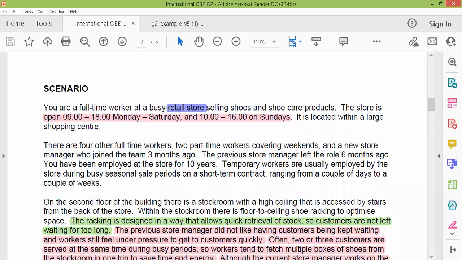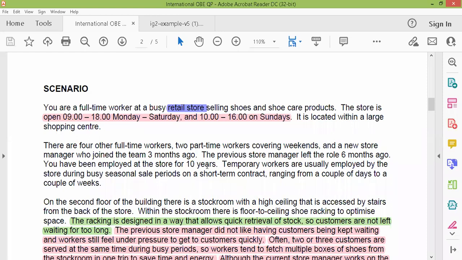You have been employed at the store for 10 years. You are working for 10 years in the stores, so you are an experienced person. Temporary workers are usually employed by the store during busy seasonal sales periods on short-term contracts ranging from a couple of days to a couple of weeks.